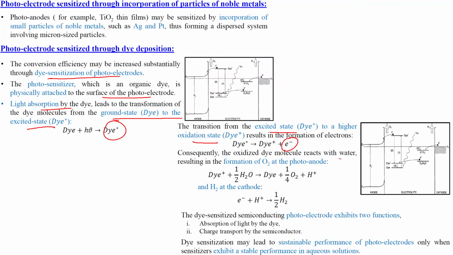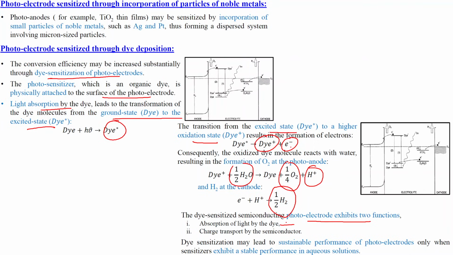Consequently, the oxidized dye molecule reacts with water to produce nascent oxygen and protons. And further, this proton gets reduced using the electron which was released by the oxidation of the dye, and it produces nascent hydrogen. Okay. So the dye-sensitized semiconducting photoelectrode exhibits two functions.